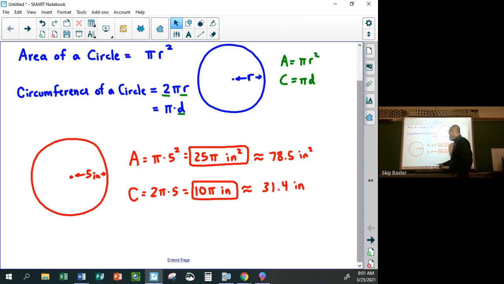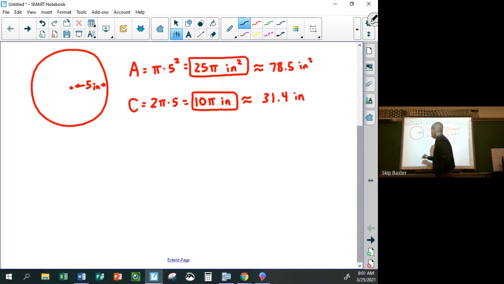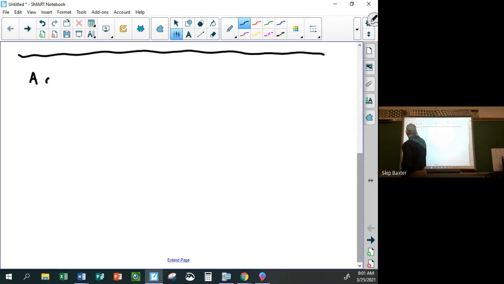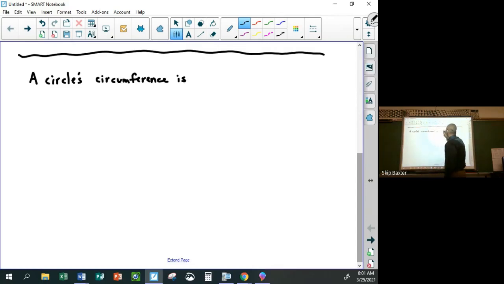Okay, so sometimes they'll give you problems where they might give you the area and ask you to find the circumference, or they might give you the circumference and ask you to find the area. Okay, so like for example, instead of giving you the radius or the diameter, they might say a circle's circumference is 16 pi centimeters. Find the circle's area.